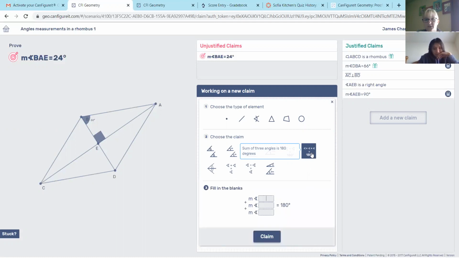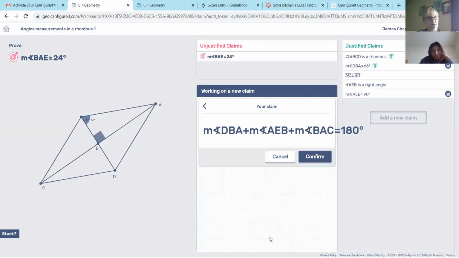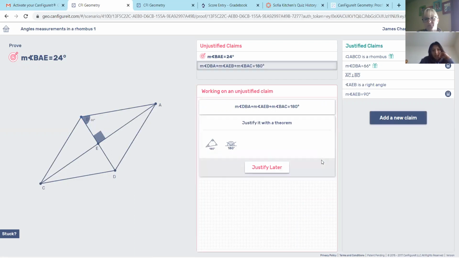And then it's just going to force us to fill in the blank. So we're going to say the measure of angle, that one, and we can just click on them, which is nice, plus the measure of angle, that one, plus the measure of angle, that one. Those all have to equal 180 degrees. And when I click confirm, it's going to ask me for the reason why. Why would that be true? You have 2 options. Do you see it? Yeah, they're supplementary angles. Good.